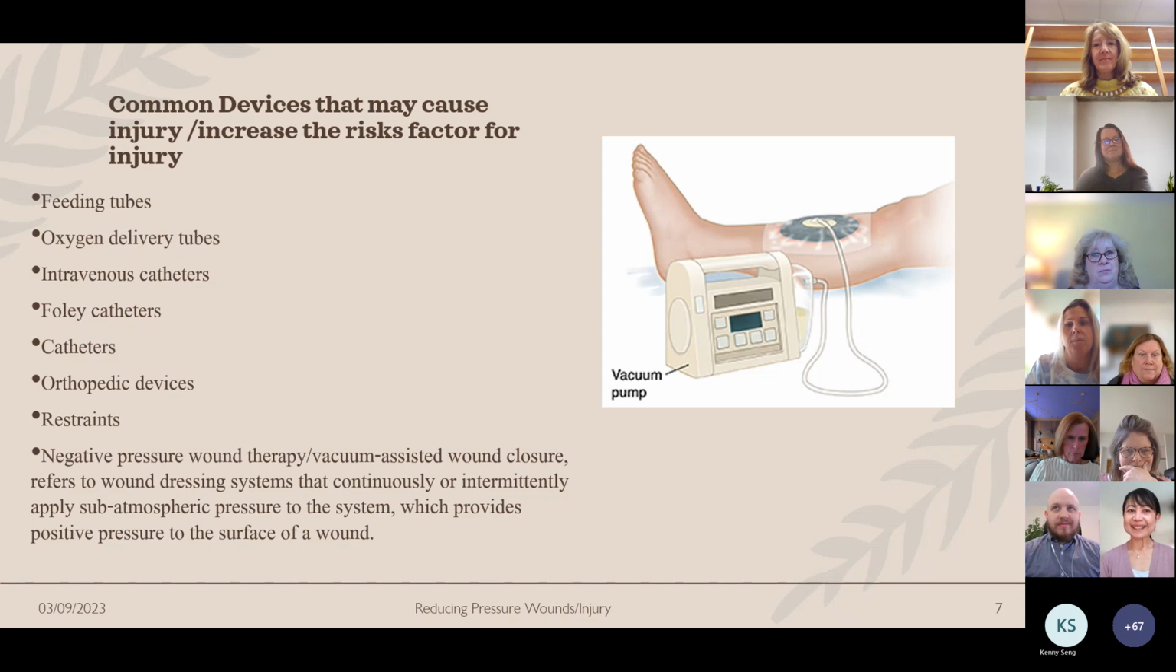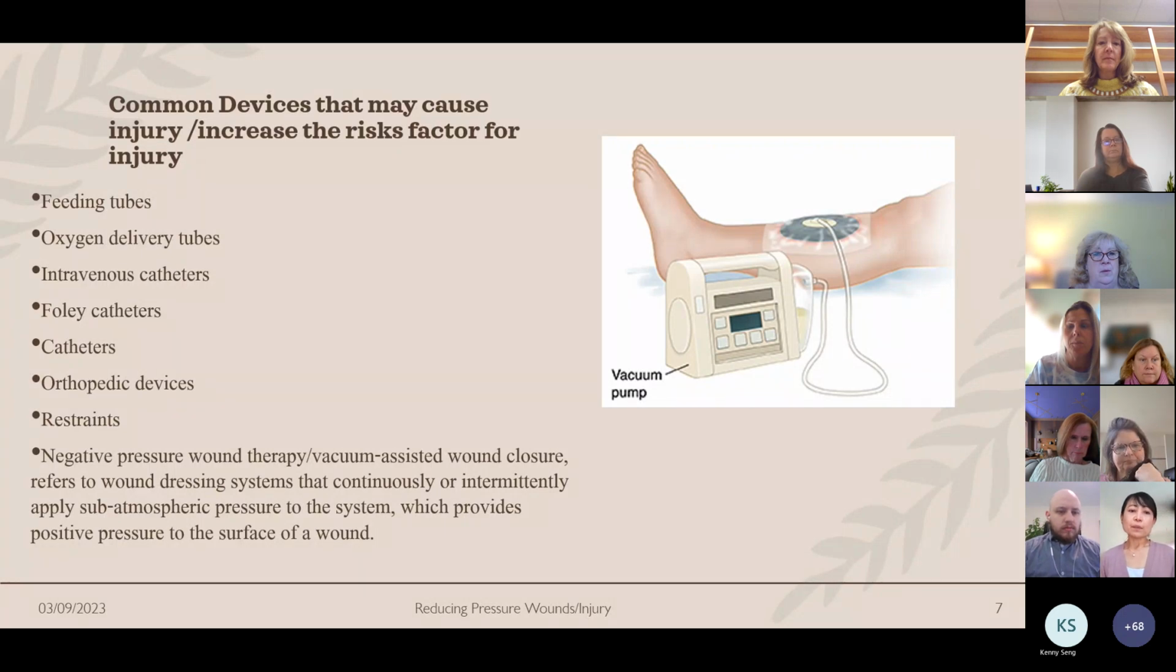We can go to the next slide. These are other pictures, and these are common devices that may cause injury, increase the risk factor for injury: feeding tubes, oxygen delivery tubes, IV catheters, Foley catheters, orthopedic devices, restraints.